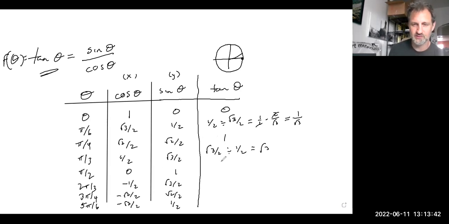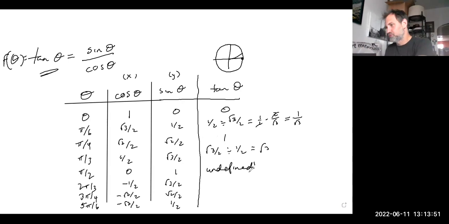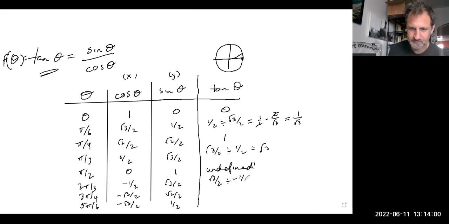1 divided by 0. Ooh, what is that? It's one of those situations that we cannot do. We cannot ask what something divided by 0 is. All right, square root of 3 over 2 divided by -1/2. That's negative square root of 3. This is -1, and this is 1/2 divided by negative root 3 over 2. That's -1 over the square root of 3.